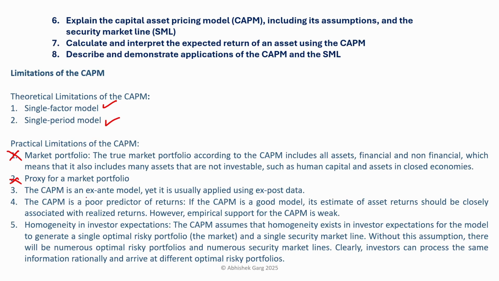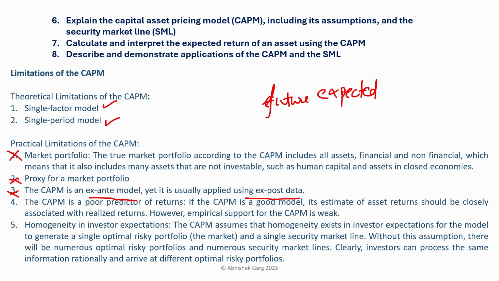The third one is that CAPM is an ex-ante model, yet it is usually applied using ex-post data. That means CAPM is used to find future expected returns, but we usually use ex-post data. The sensitivity of the assets is determined using ex-post data to find a return that is in the future. So it is a limitation of the model.